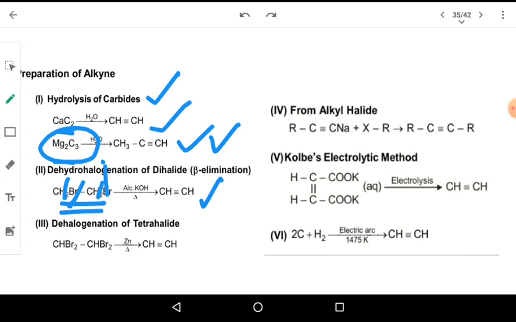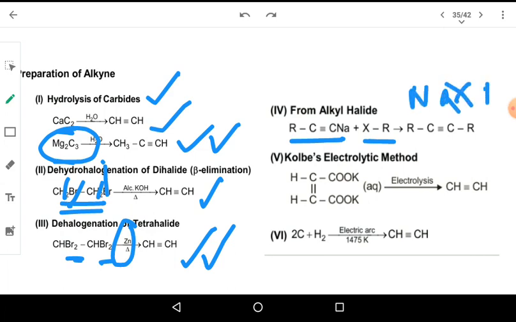Now, dehalogenation of a tetrahalide. We are removing these two Br2 again by the process of dehalogenation, that is again a beta elimination method, and doing it twice by using zinc, we will be getting alkyne. Another is from alkyl halide. We can react the sodium salt of an alkyne with an alkyl halide to give us NaX, which is also removed, and we will be getting R-C triple bond C-R.